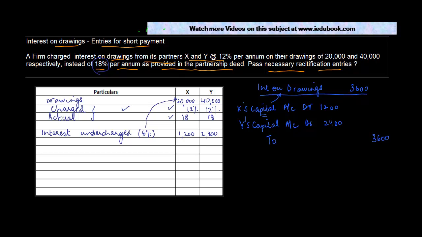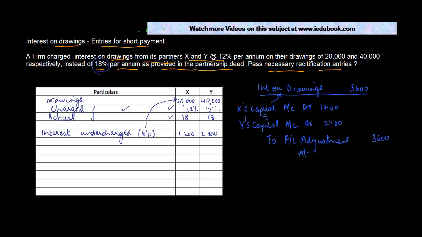You will not have interest on drawings here. What will you have? Come on, quickly. If you've seen the previous video, you know. It is profit and loss adjustment account. Why? Because this is something which they have omitted in earlier years. Okay. If this is an entry which has to be passed in the current year, then it would have been okay, but this is a past adjustment case. I think it's not coming out explicitly here, but this is a past adjustment case.